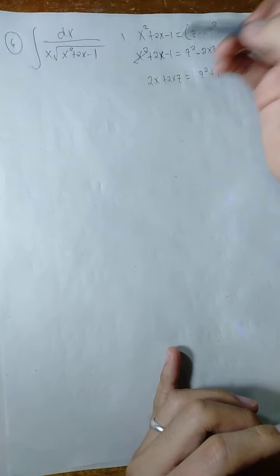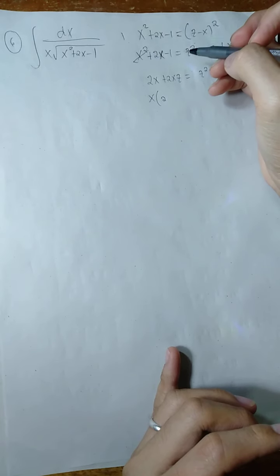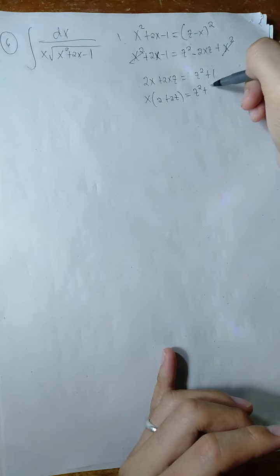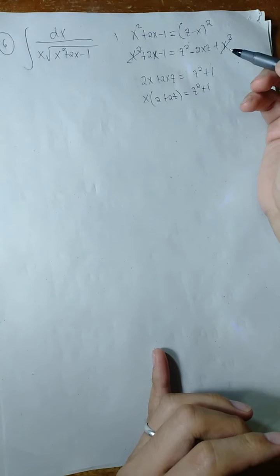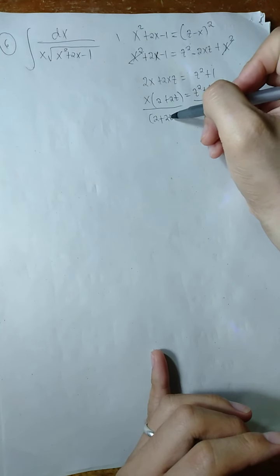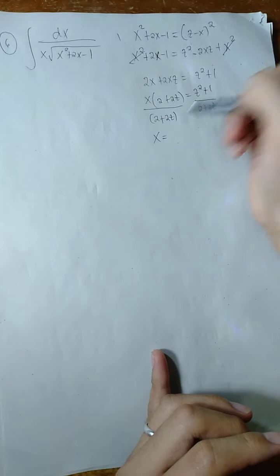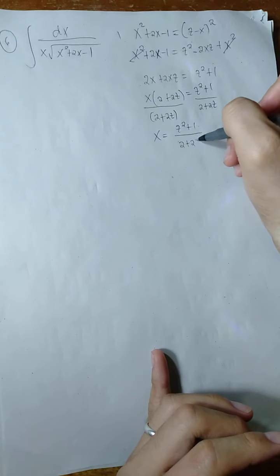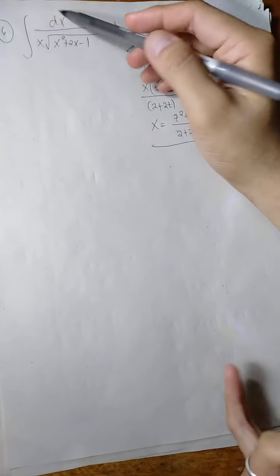Then we can factor out yung x, which is common. So magiging x times 2 plus 2z is equal to z squared plus 1. Then we can divide both sides by 2 plus 2z. So our substitution for x becomes z squared plus 1 over 2 plus 2z. So palitan natin yung x natin. And how about, sir, yung dx?